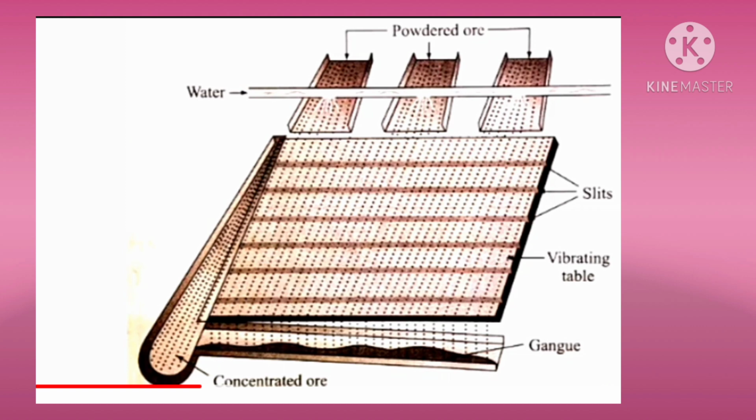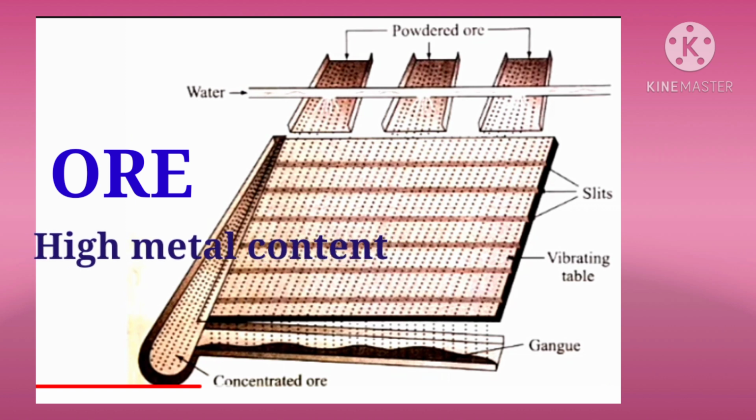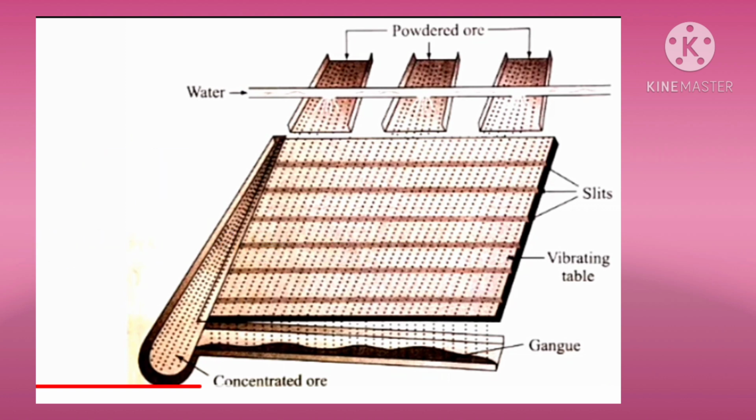So this is the separation of gangue particles, which is based on the gravity separation method. In this way, we can obtain the ore which contains a high metal content by removing its impurities. That means we can remove the impurities or gangue particles by using this Wilfley table method. Now the next method is the hydraulic separation method. This hydraulic separation method we will study in our next video.